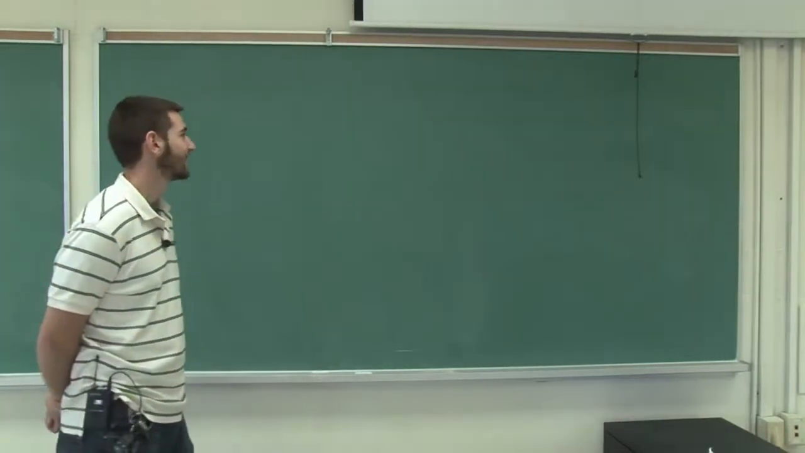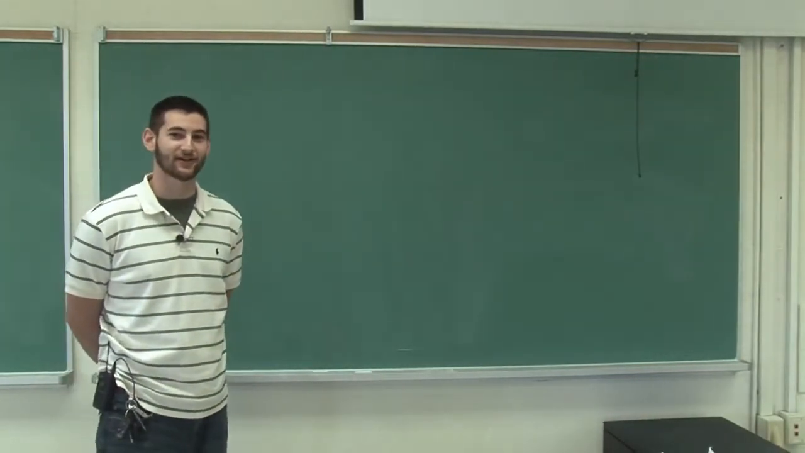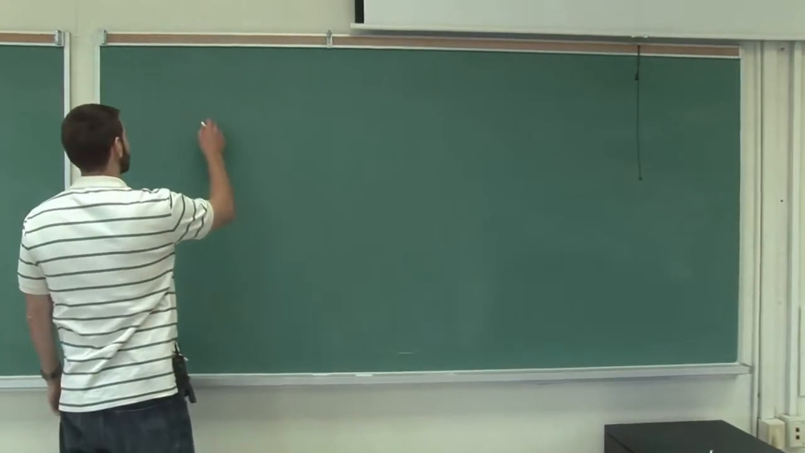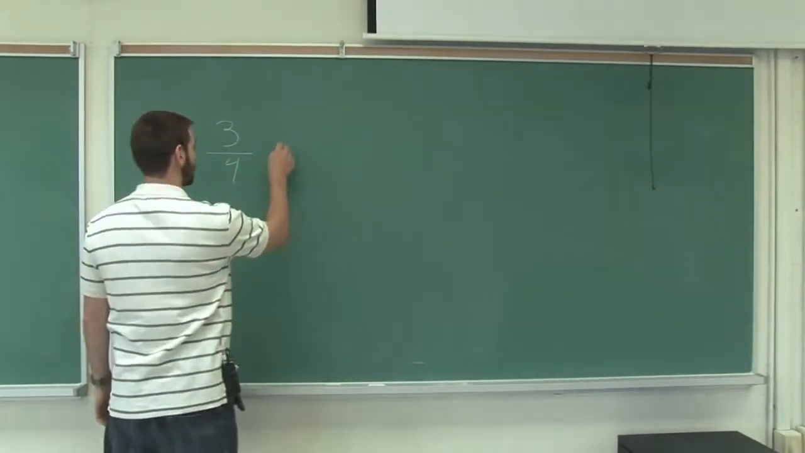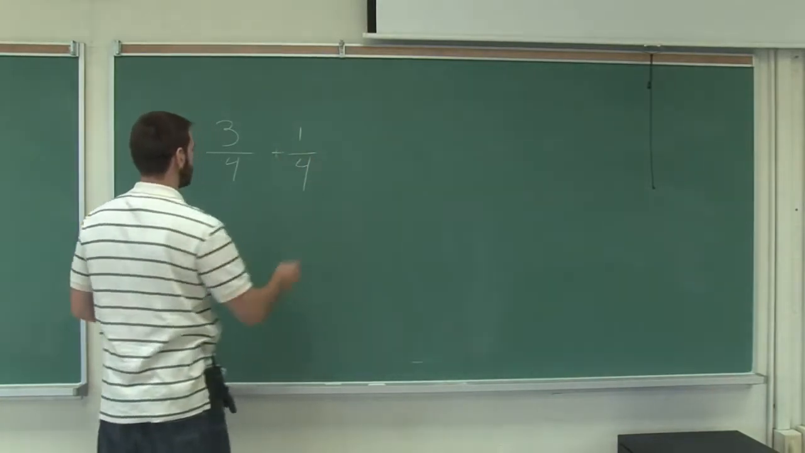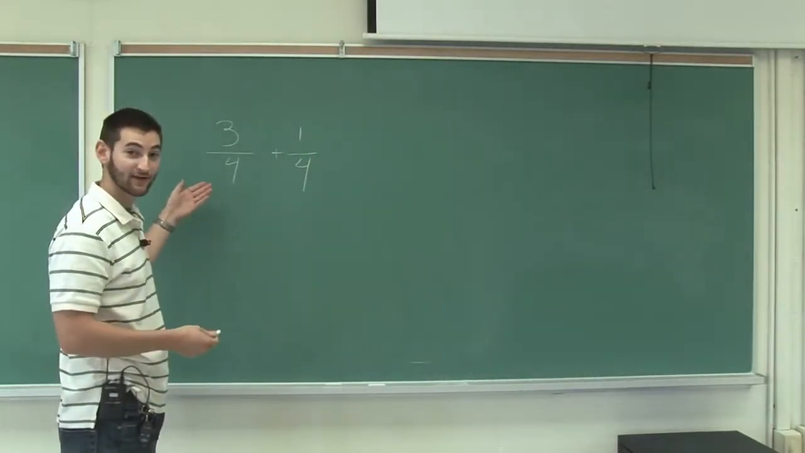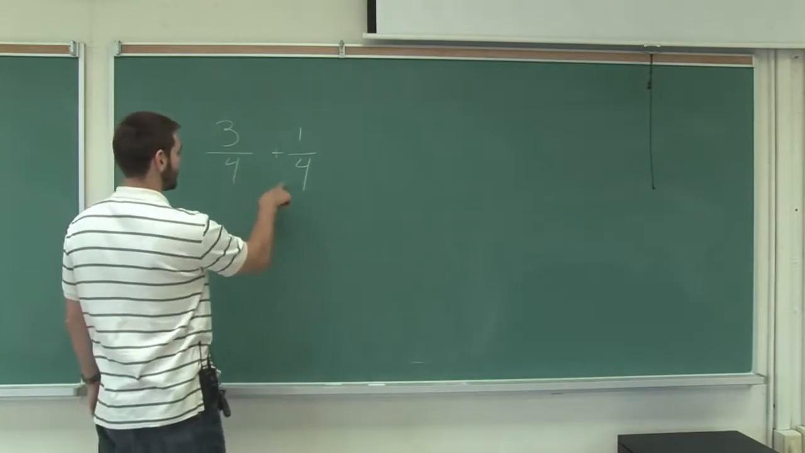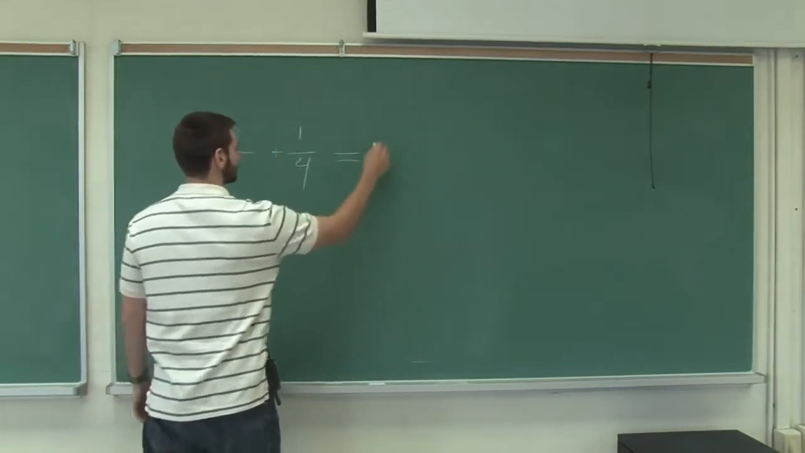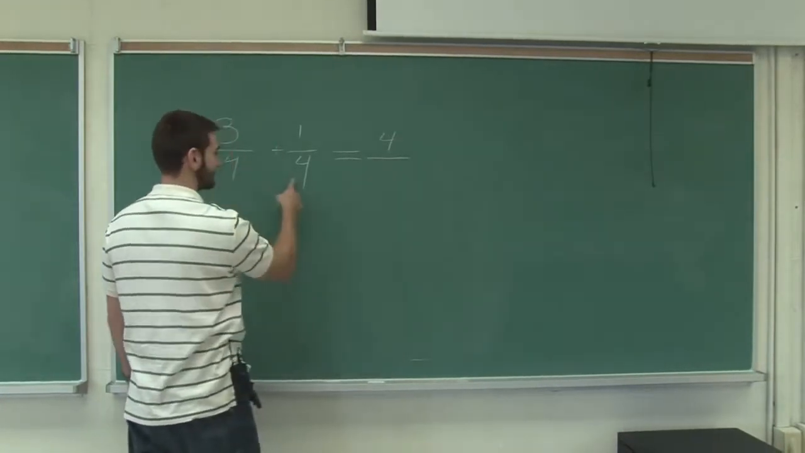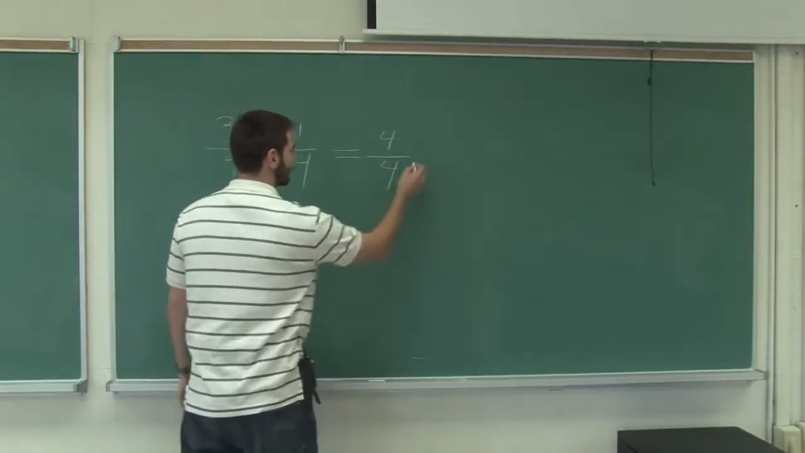Okay, now let's learn how to add and subtract fractions. So if we have the fractions 3/4 and 1/4, it's important that they have the same denominator in this example. What we do is we have the same denominator and we just add the numerators. So the answer to this is 3 plus 1 is 4, and keep the same denominator, 4, and that's equal to 1.